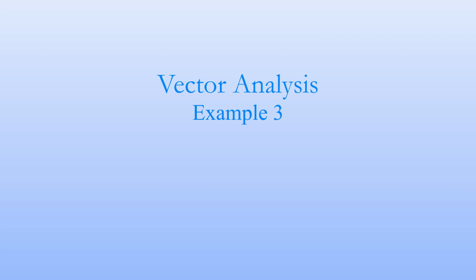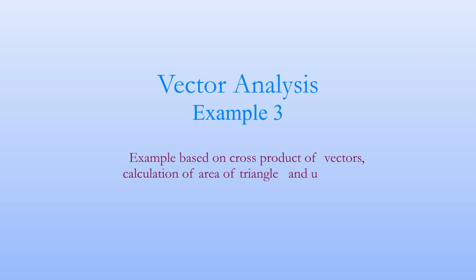This example is based on the cross product of vectors, calculation of the area of a triangle, and a unit vector perpendicular to the plane containing the two vectors. In example 2, in the other video, we have seen the definition for the dot product. Now this example is based on the cross product. So let us move ahead and refer to the question.